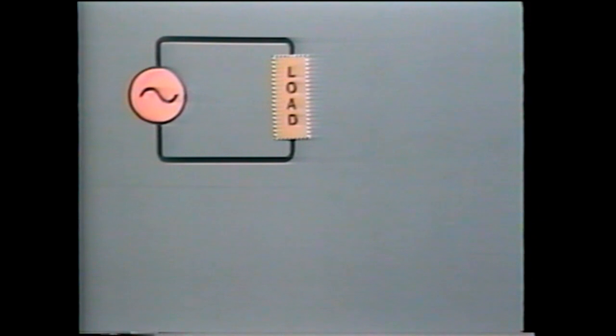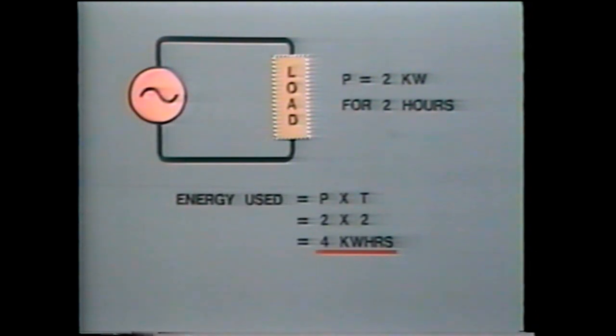While on this subject of power, let us talk for a moment about the difference between power and energy. Electric power is measured in kilowatts, and energy is measured in kilowatt hours. For example, if a load consumes 2 kilowatts for 2 hours, then the energy used by the load is 4 kilowatt hours. Electric utility companies usually bill their customers in terms of the energy used, that is, in kilowatt hours.